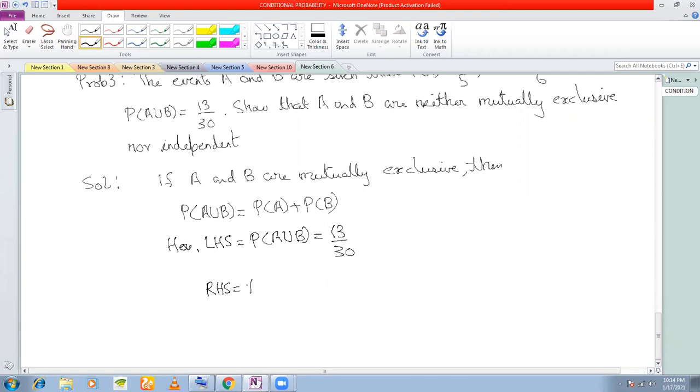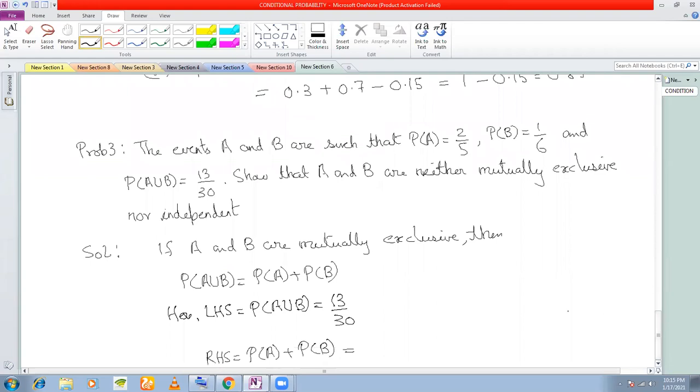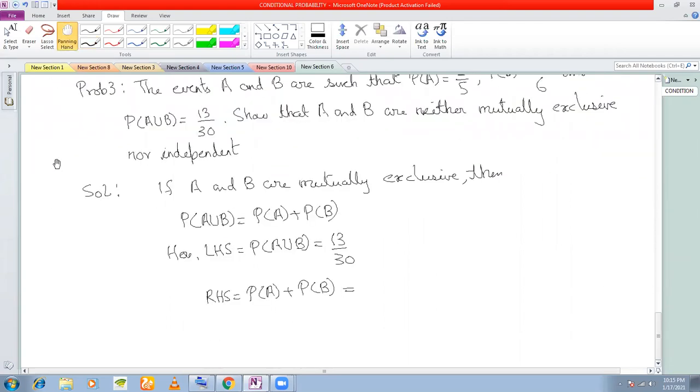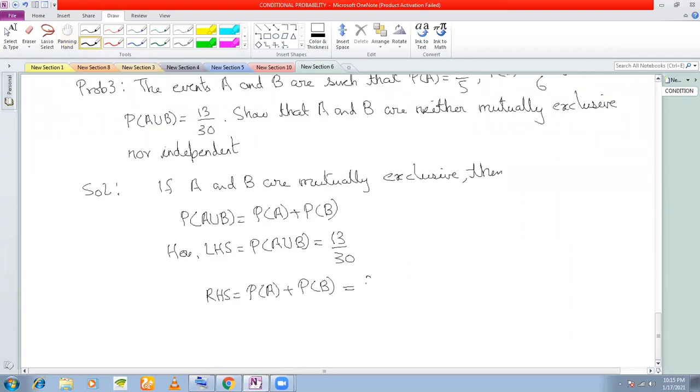And what is the right hand side? Right hand side is PA plus PB. And what is PA given here? PA is 2 by 5 and PB is 1 by 6. So let's add them up. 2 by 5 plus 1 by 6. So you get, 30 is the LCM, 12 plus 5, 17 by 30.